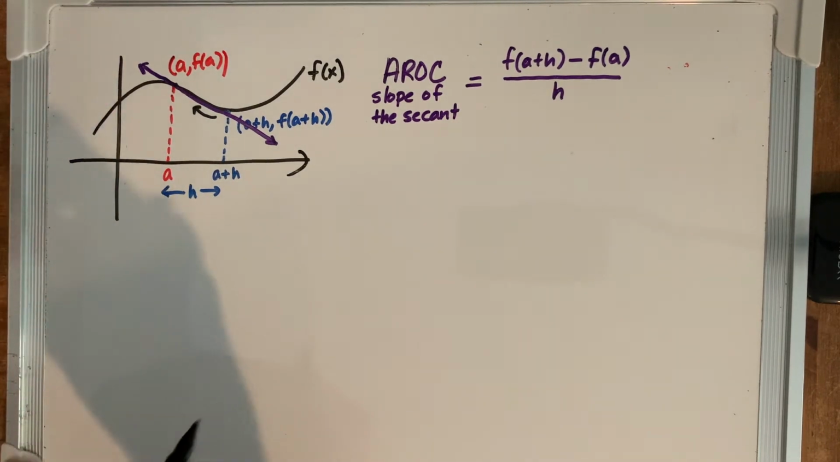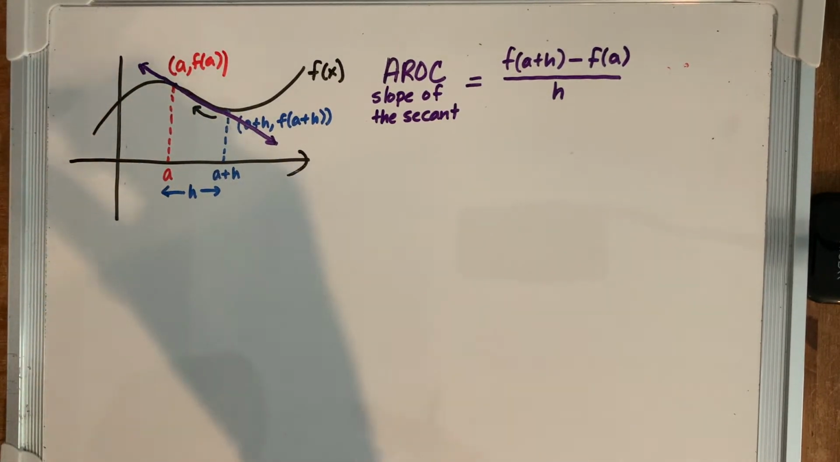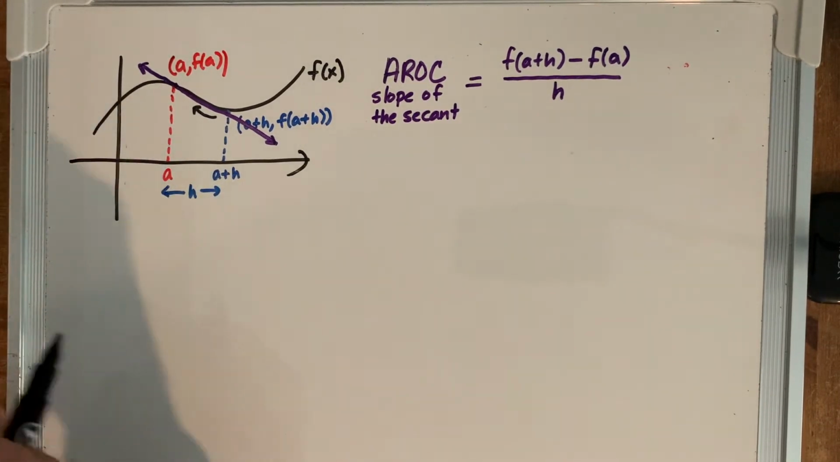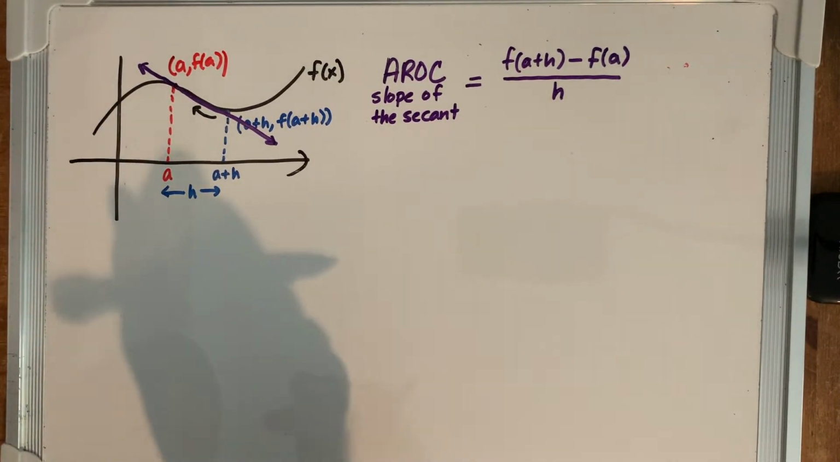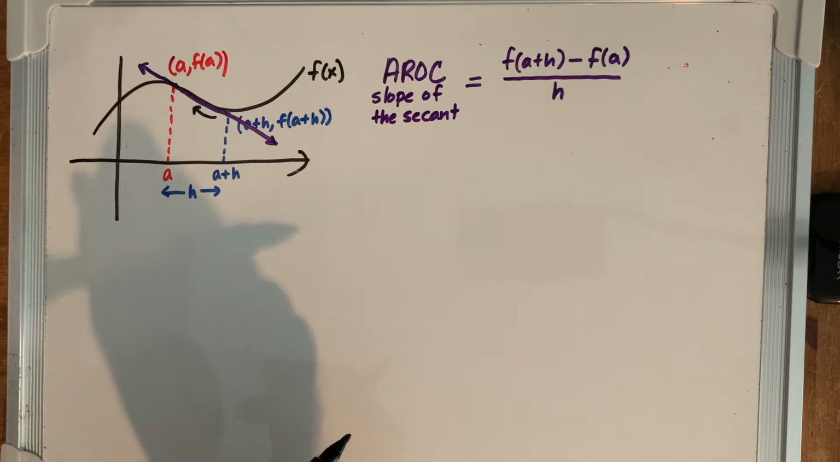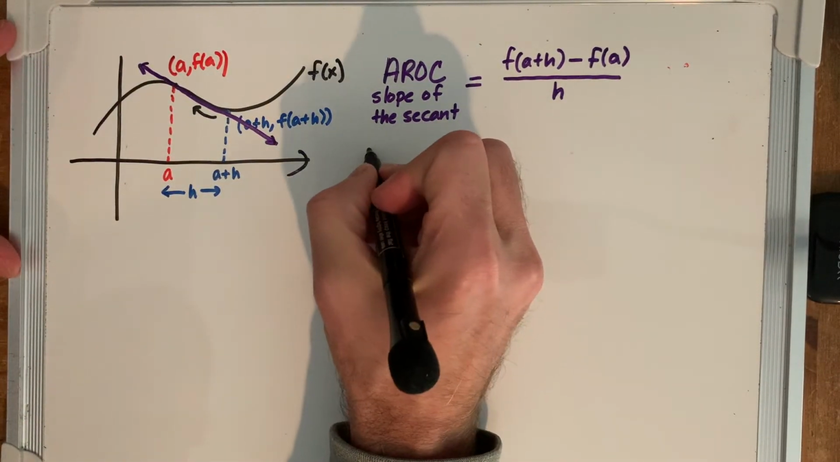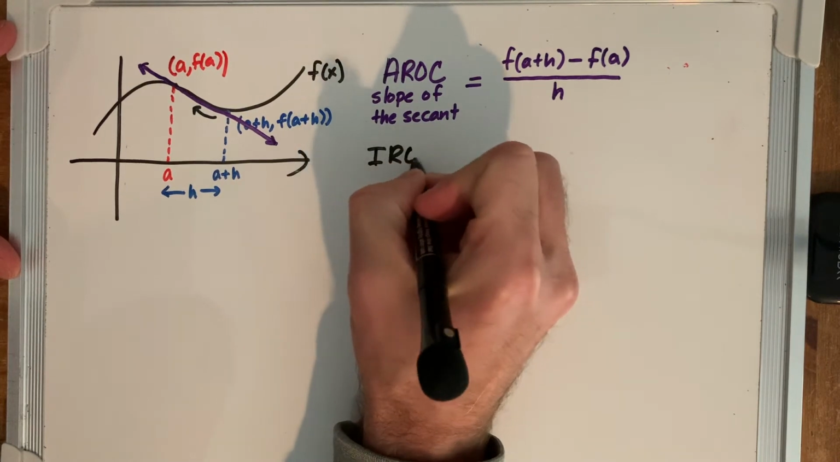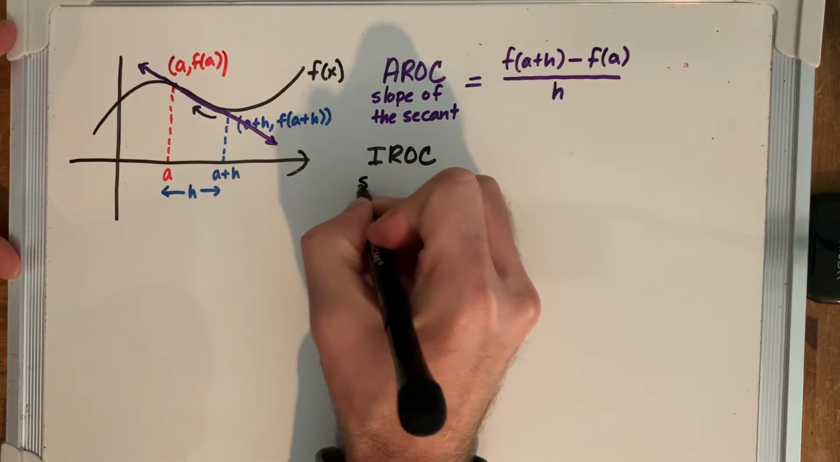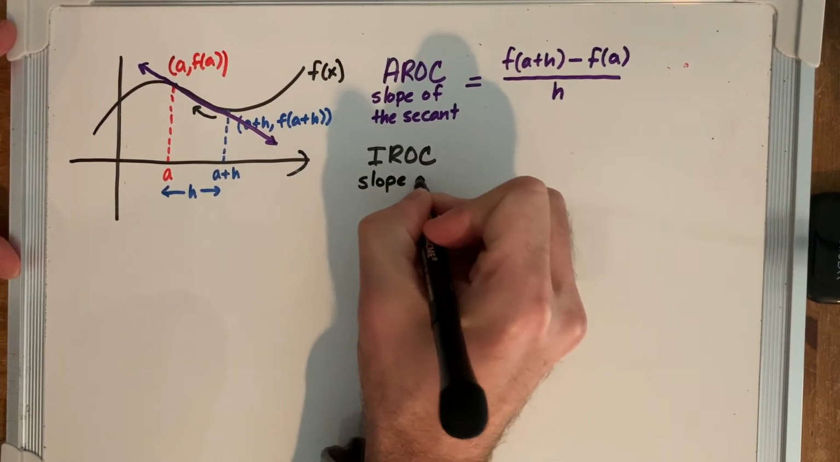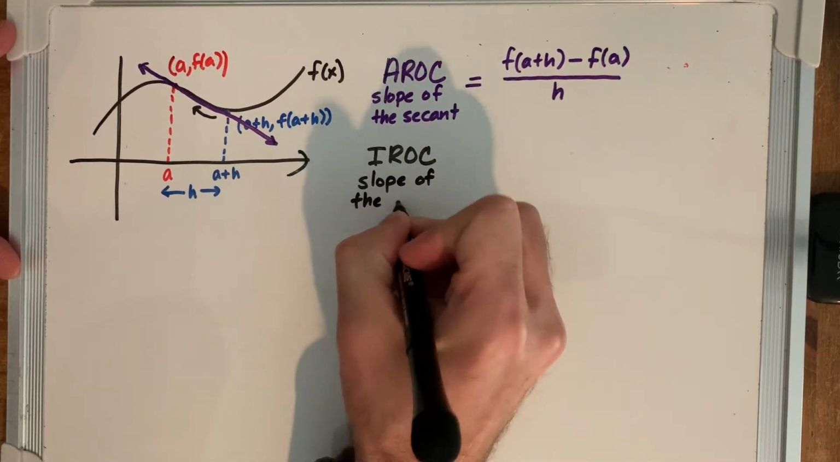So we can't figure out what it is when h is 0, but what we can look at is the limit as h approaches 0. And if we look at the limit as h approaches 0, it's a way to beat the system a little bit. That's going to allow us to come up with the instantaneous rate of change, or the slope of the tangent line.